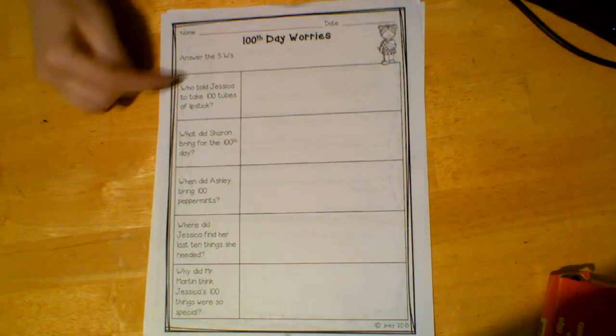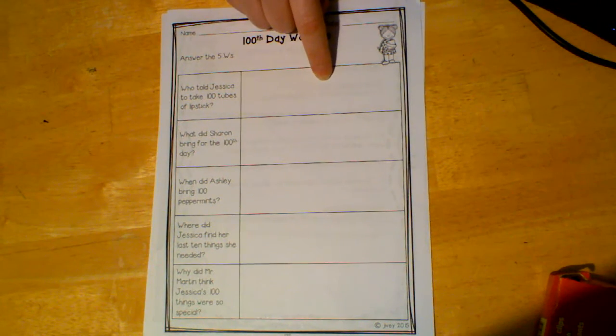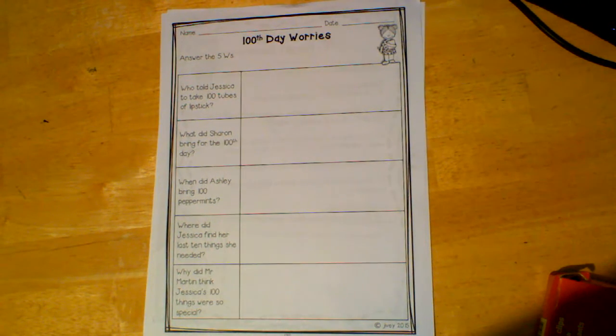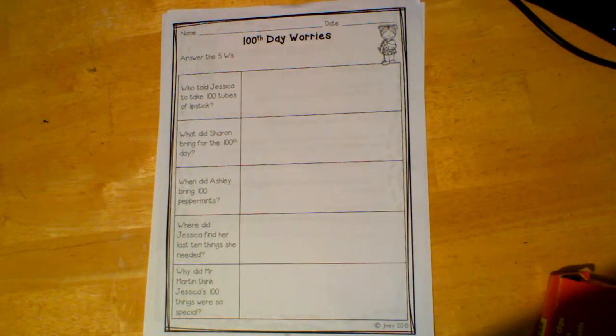Okay, so who did tell Jessica to take 100 tubes of lipstick? If you said Laura, you're right. So up here you can write her sister told her to take 100 lipsticks. Make sure you're using a complete sentence, okay? So her sister Laura told her to take 100 lipsticks. I know it's a lot, but it's a good sentence.